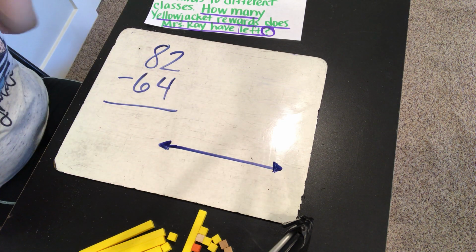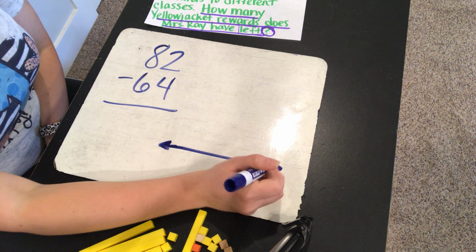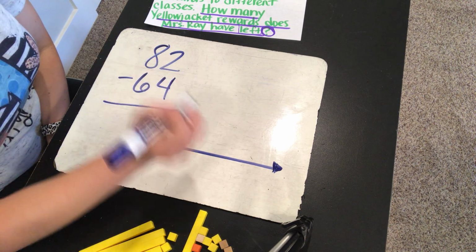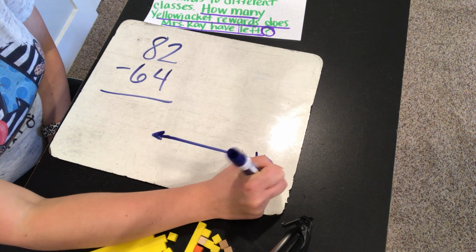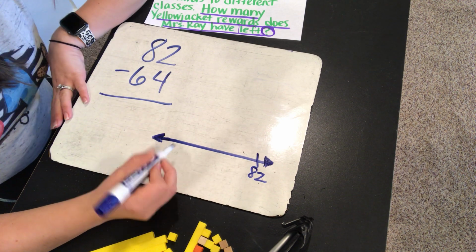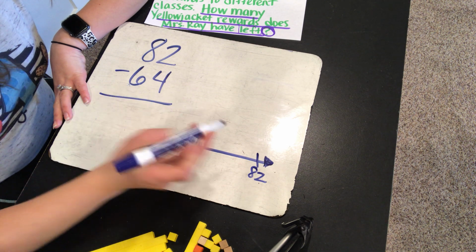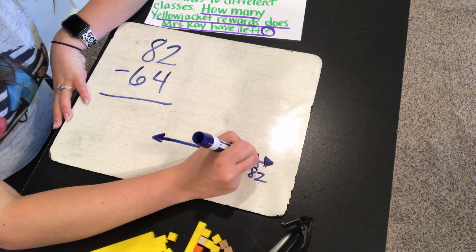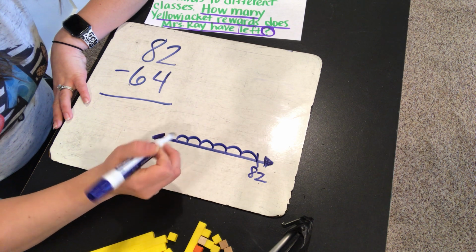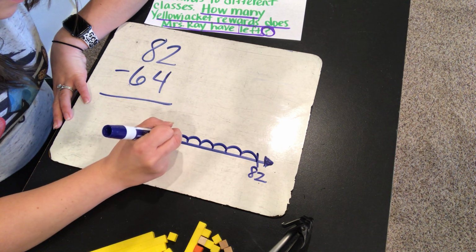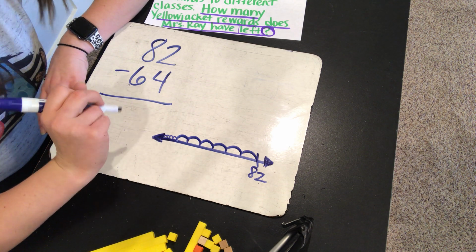Remember, when I draw my number line, I start on the right side if I'm subtracting, okay? So here's where 82 goes. All right, now we're going to do our 10 jumps back. 10, 20, 30, 40, 50, 60, and then 4 1 jumps. 1, 2, 3, 4. I almost ran out of room. Probably should have made my number line bigger.